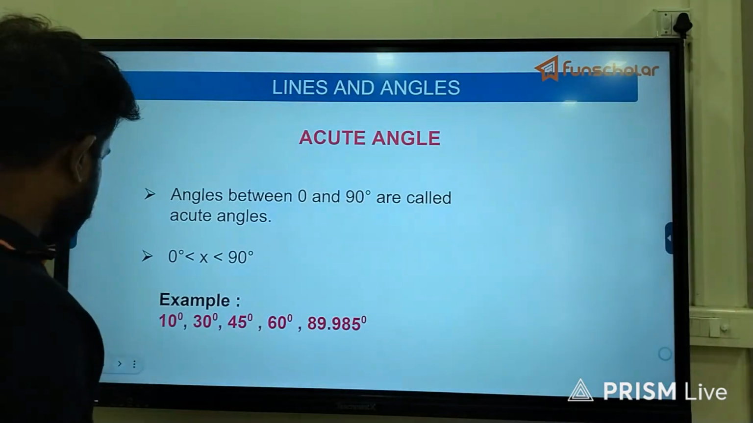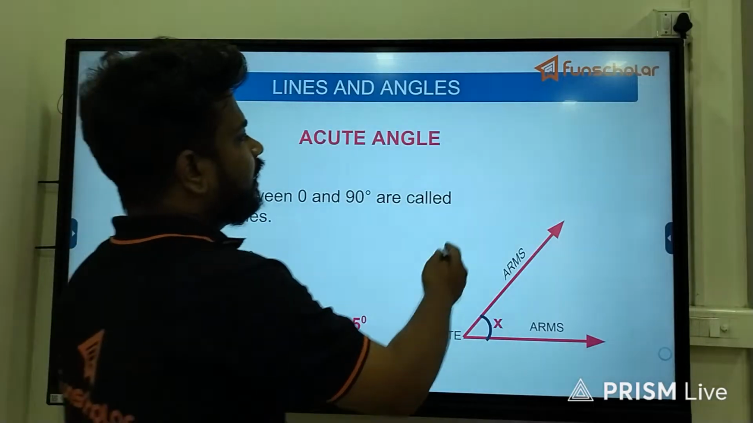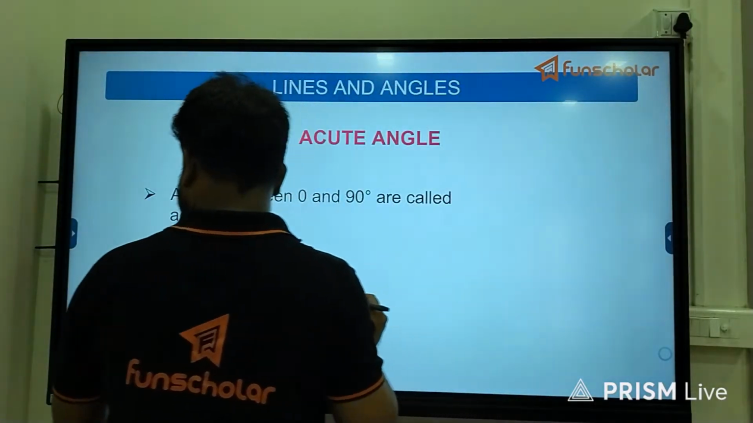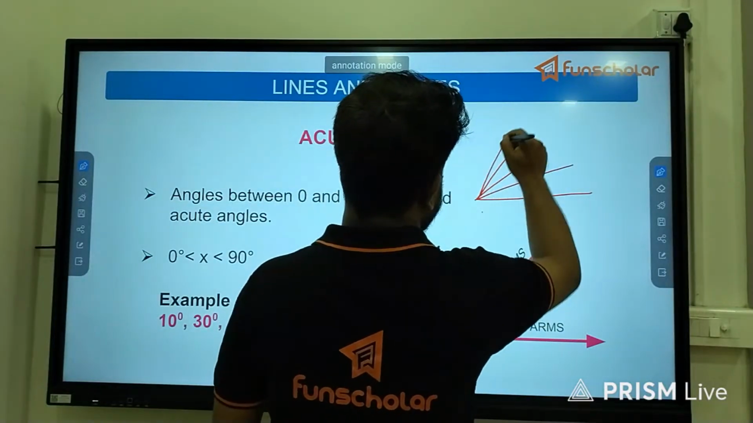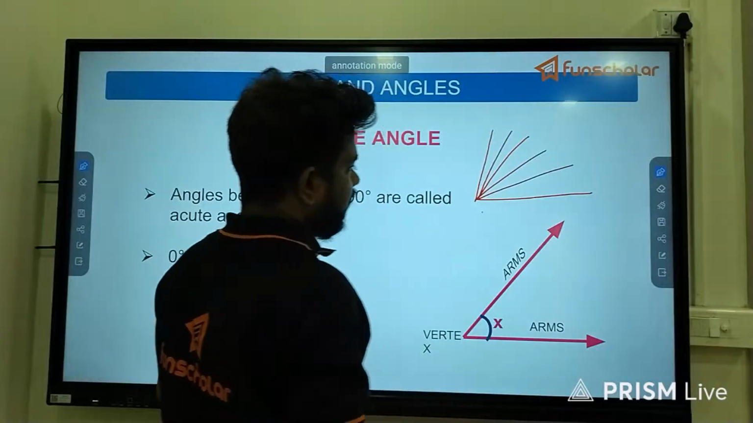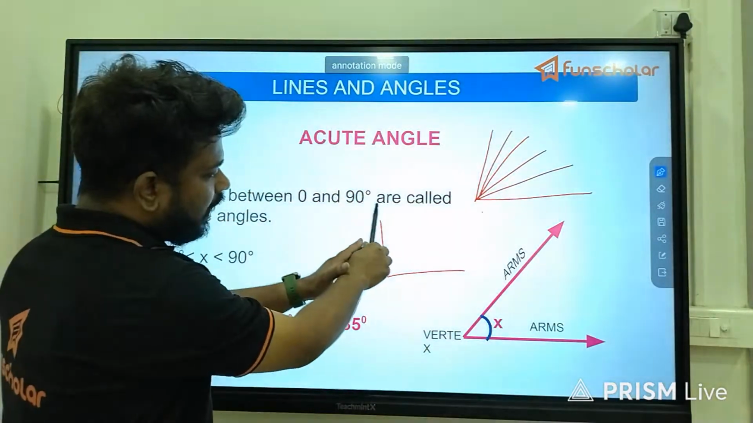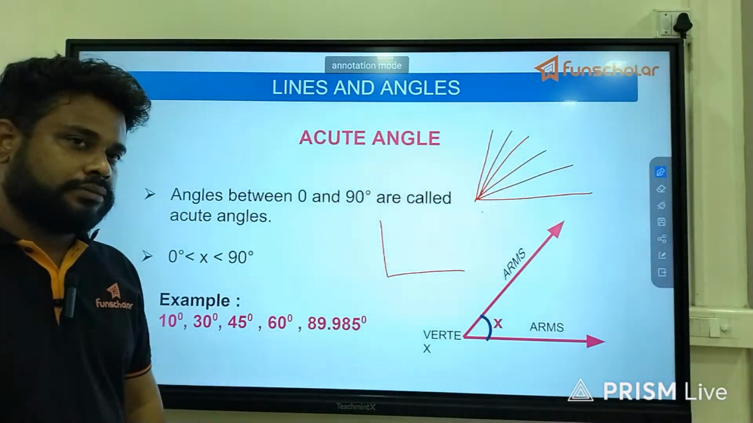Examples are these. And the image will be like this. If I take this, they all will be considered acute angles, as the L is the right angle and all angles lower than this will be called acute angles.